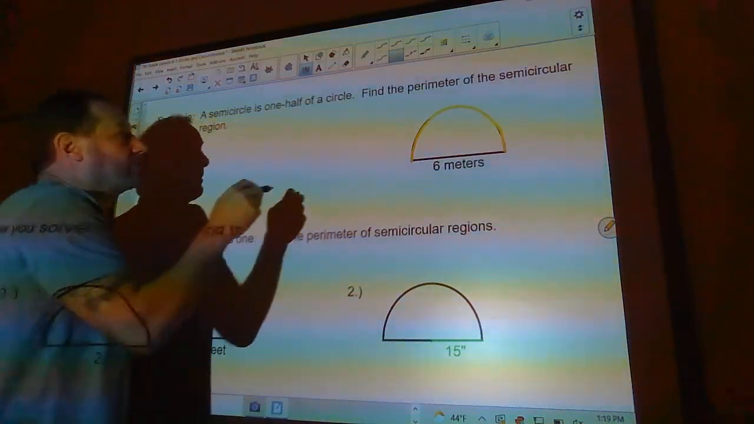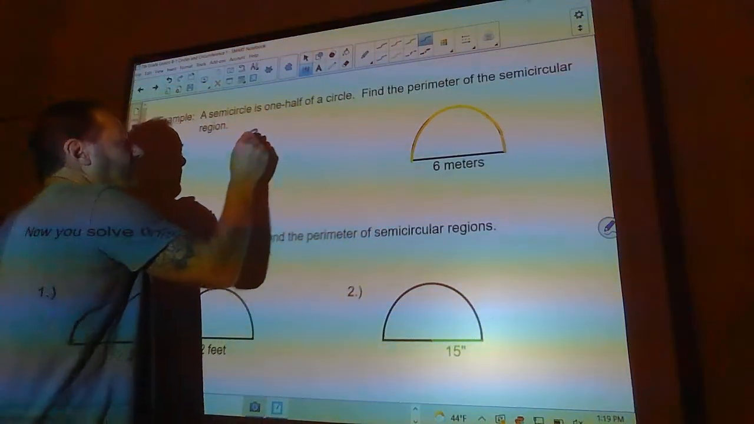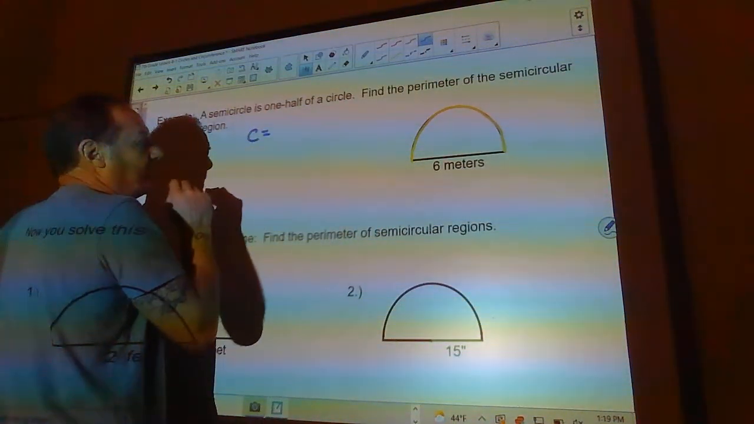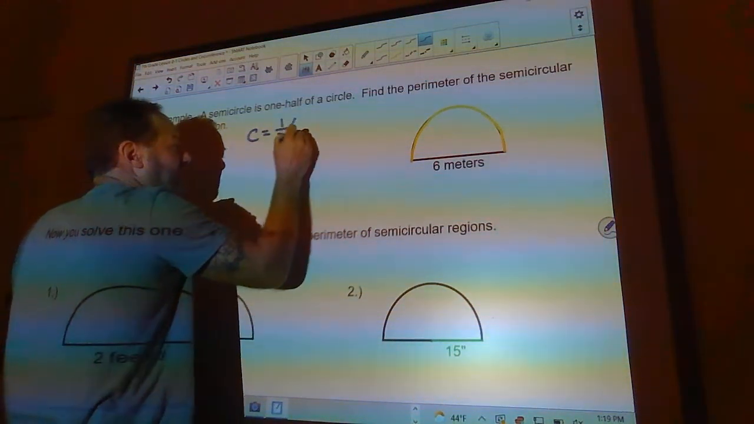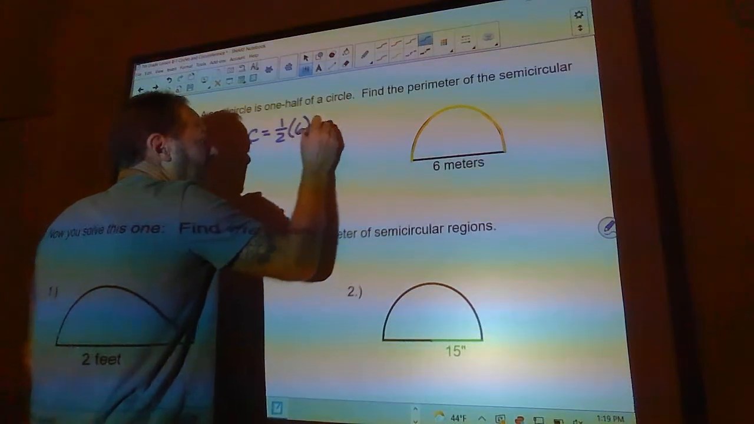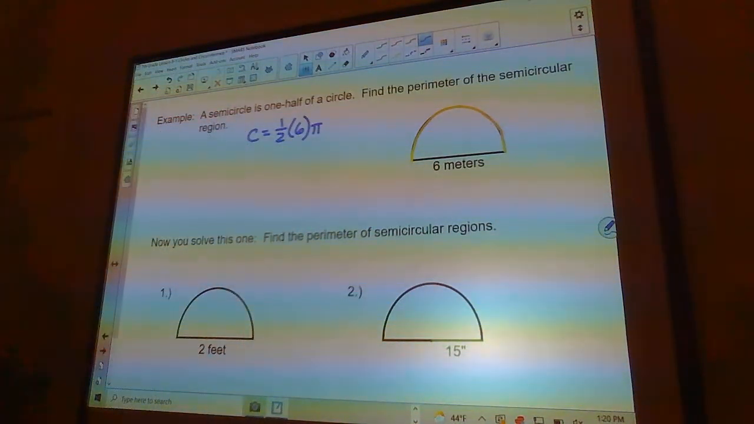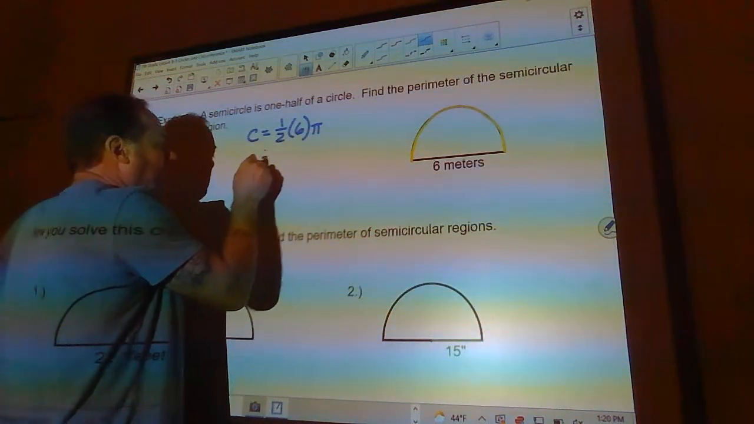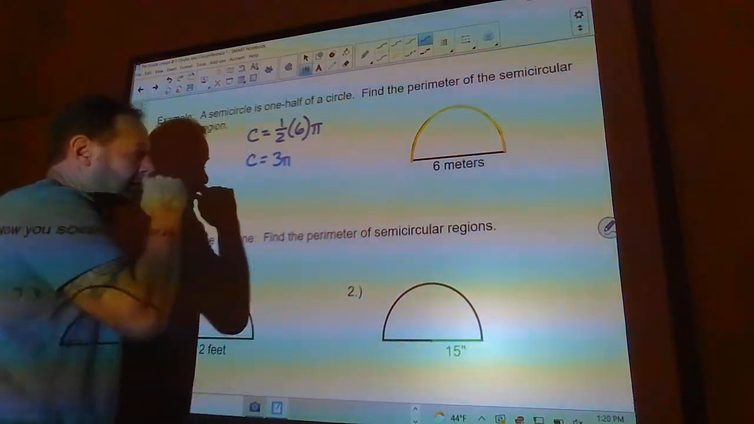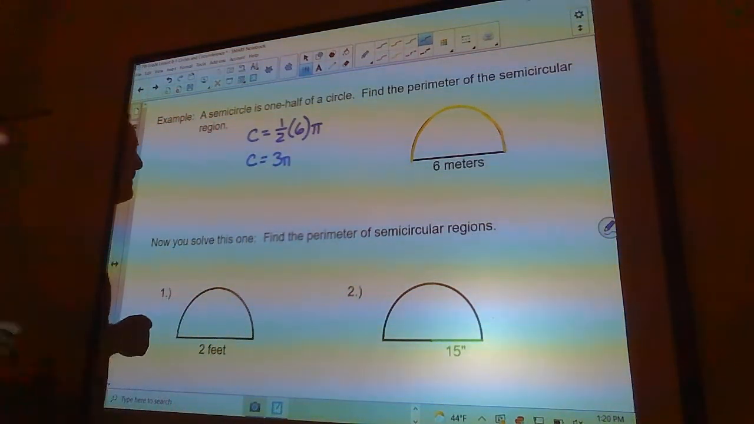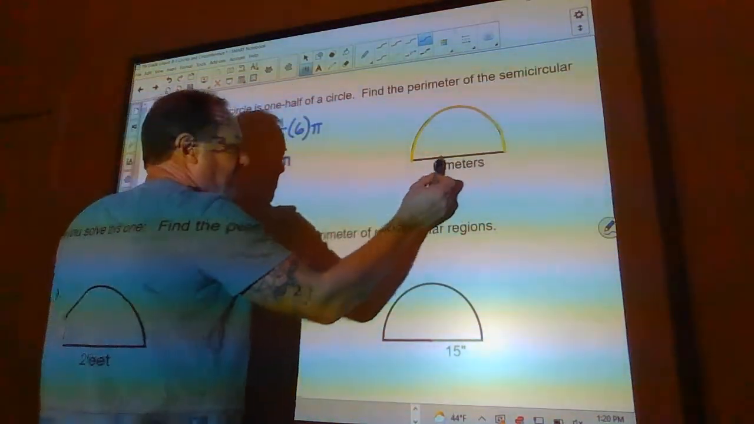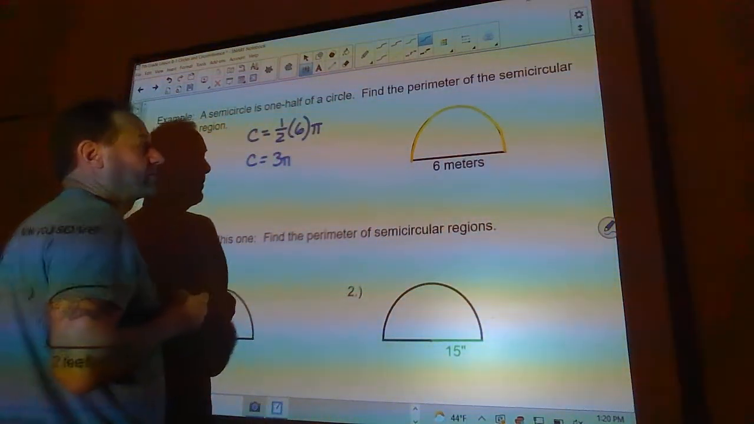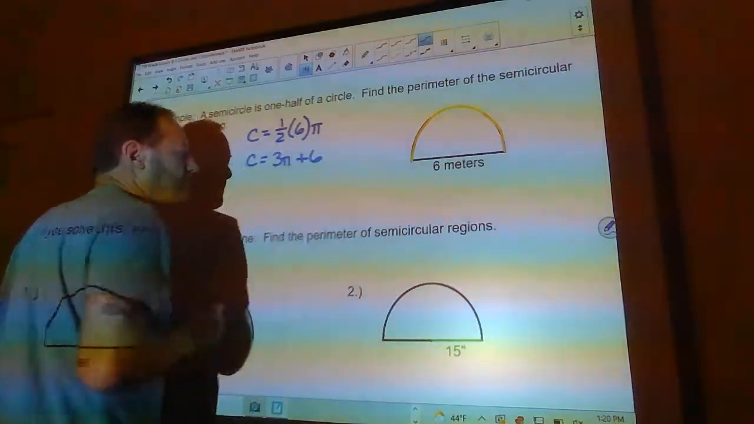So I need to find the circumference. So the circumference of this circle would be the diameter times pi, and I want half of that. So it's going to be half of 6 times pi, which is going to be 3 pi. Now, the thing is, that's just the yellow part here. I need to add this part because that's part of the circumference of this semicircle. So I'm going to add 6.